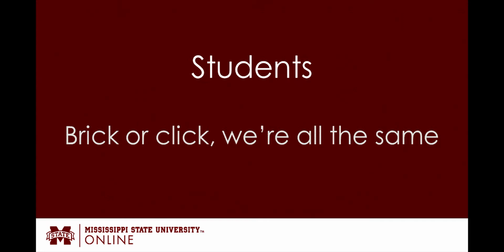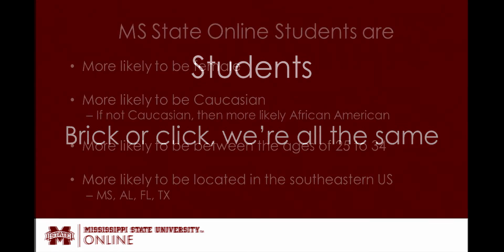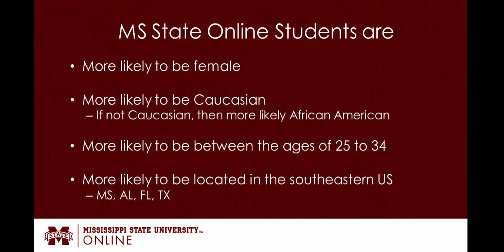So, based on some demographic data that we pull, we know that students who are enrolled in MS State Online are typically more likely to be female. We know that it's highly likely that they're Caucasian, and if they're not Caucasian, they're probably going to be African American. We know that they're more likely to be between 25 and 34, followed closely by the 21 to 25 age range. And then we also know that they're more likely to be located in the southeastern U.S. Mississippi makes up the bulk of our student body, followed closely by Alabama, Florida, and Texas. So that's kind of what we know for a fact.